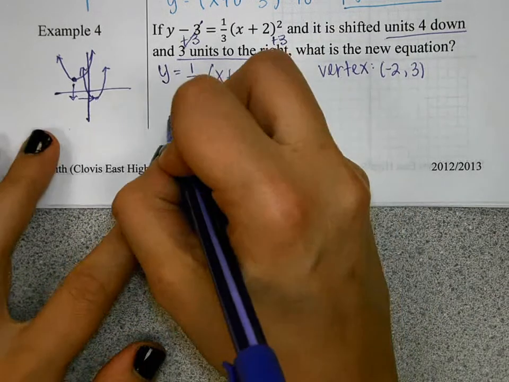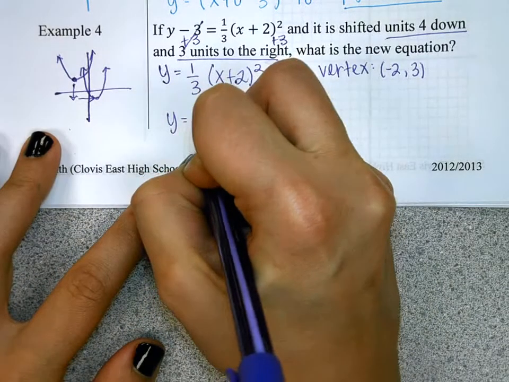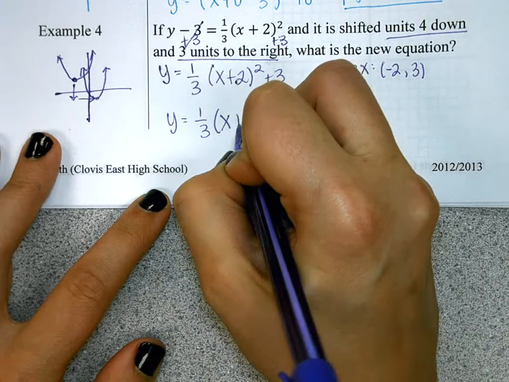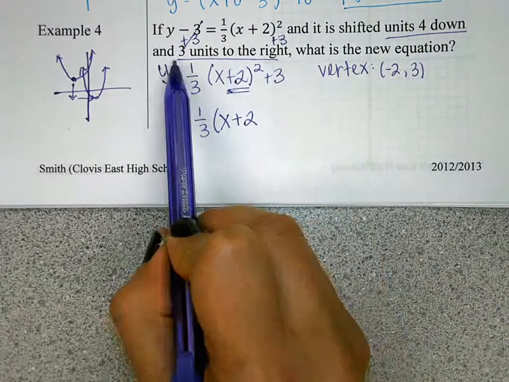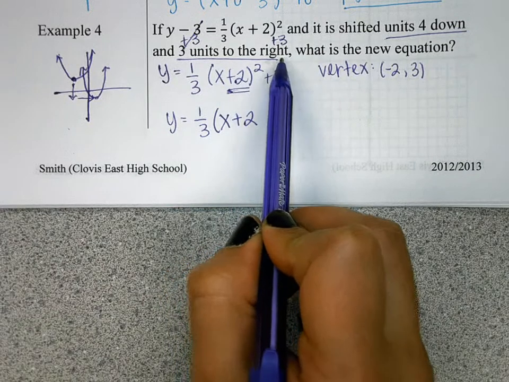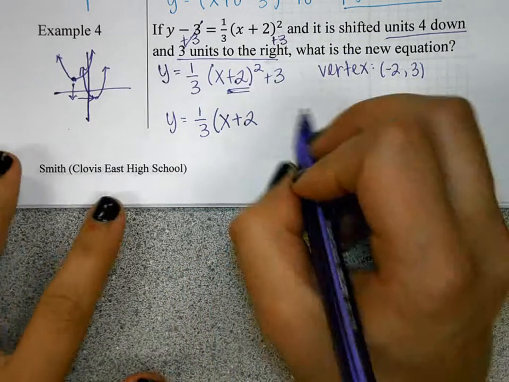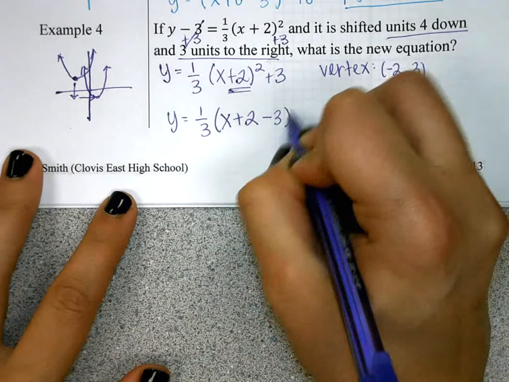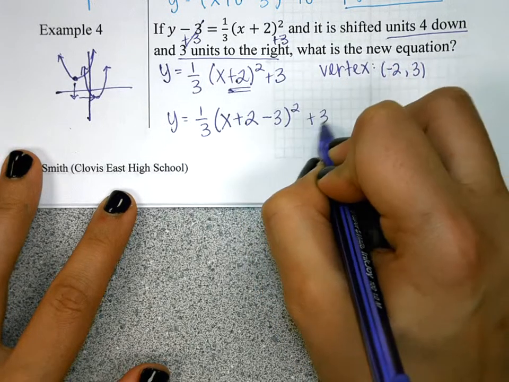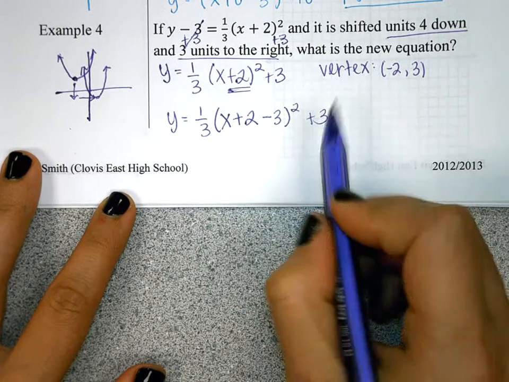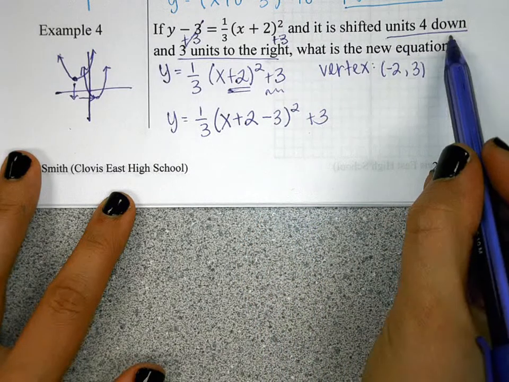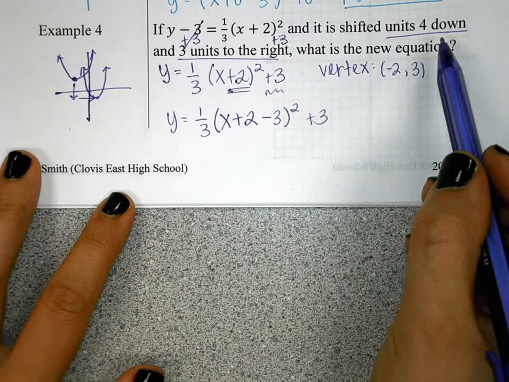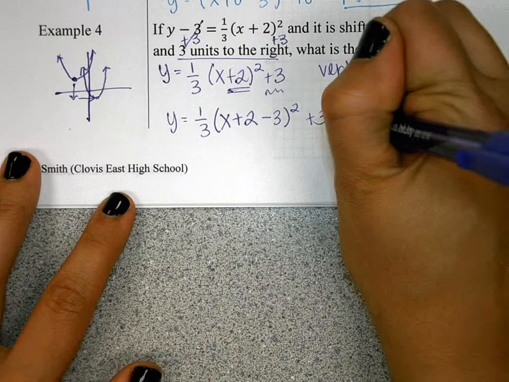So that's going to give me y equals 1/3 times x plus 2, and since this is the x-coordinate, let's look at shifting to the right. Shifting to the right means I subtract, so that's going to be -3 squared plus 3, and that's the y-coordinate. So let's look at the shifting down, and that's 4 units down, and our chart tells us that down means we get to subtract.